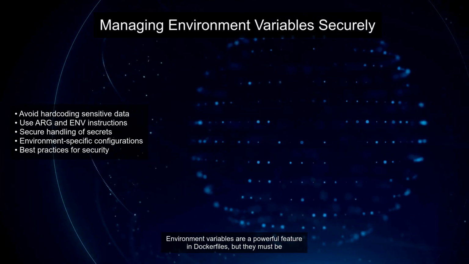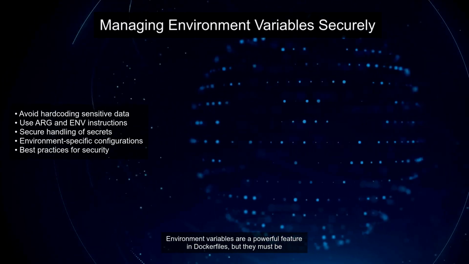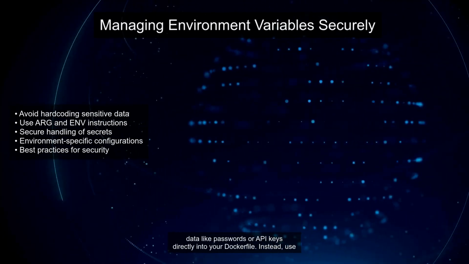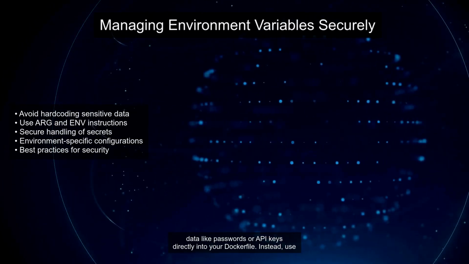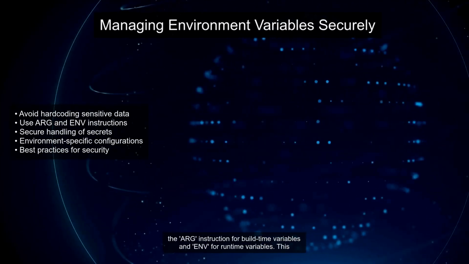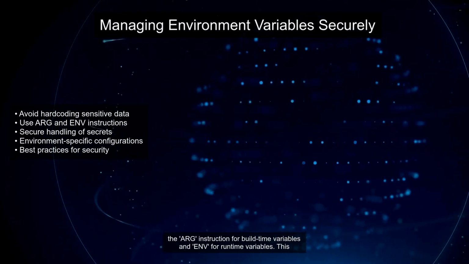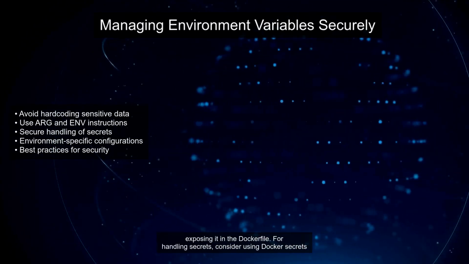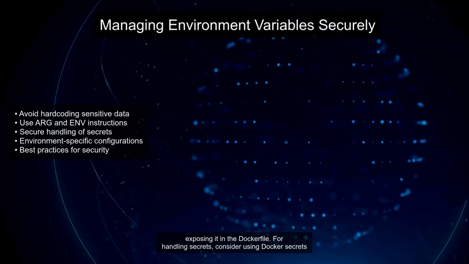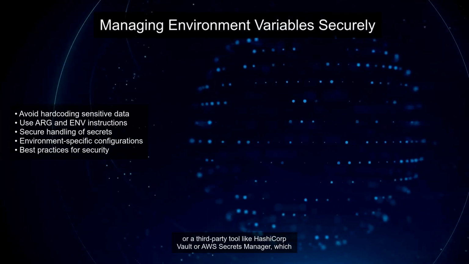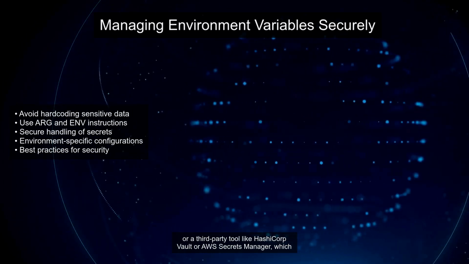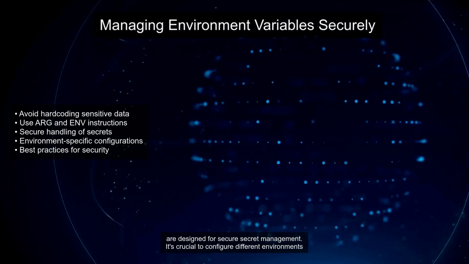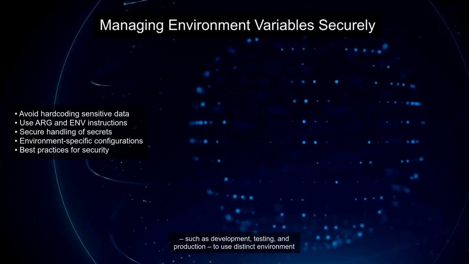Environment variables are a powerful feature in Dockerfiles, but they must be managed securely. One of the key principles is to avoid hard-coding sensitive data like passwords or API keys directly into your Dockerfile. Instead, use the ARG instruction for build time variables and ENV for runtime variables. This allows you to pass sensitive data at build or runtime without exposing it in the Dockerfile. For handling secrets, consider using Docker Secrets or a third-party tool like HashiCorp Vault or AWS Secrets Manager, which are designed for secure secret management. It's crucial to configure different environments such as development, testing, and production to use distinct environment variables.